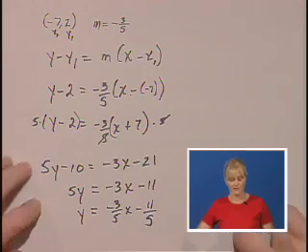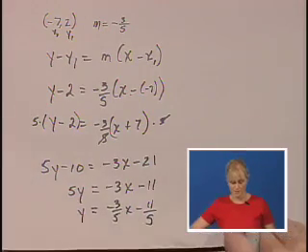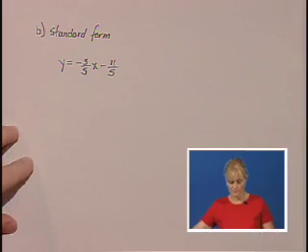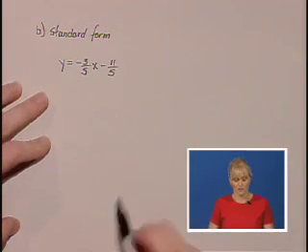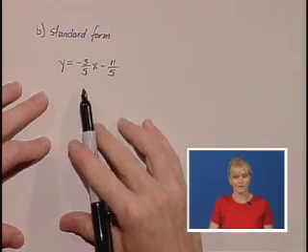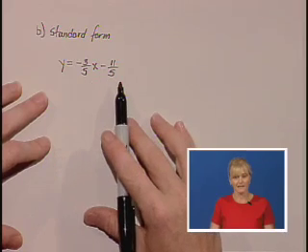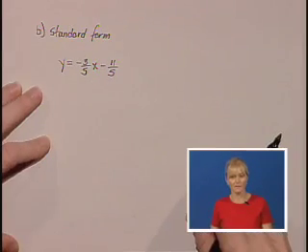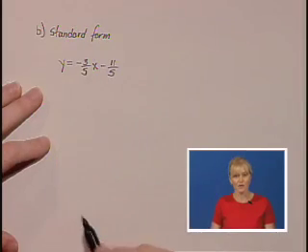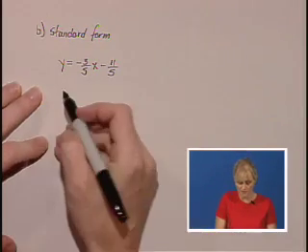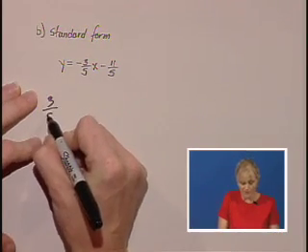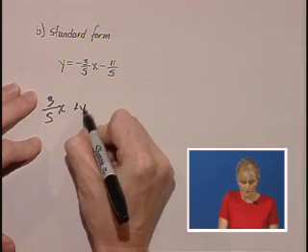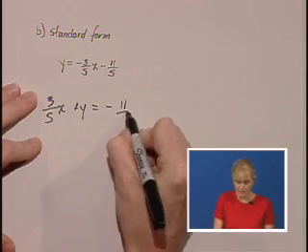Part B asks us to put this in standard form. So here's our equation: y equals negative 3/5 x minus 11/5. Standard form means we'd like both variables on the same side of the equal sign, so we're going to add 3/5 x to both sides. So we'll have 3/5 x plus y is equal to negative 11/5.